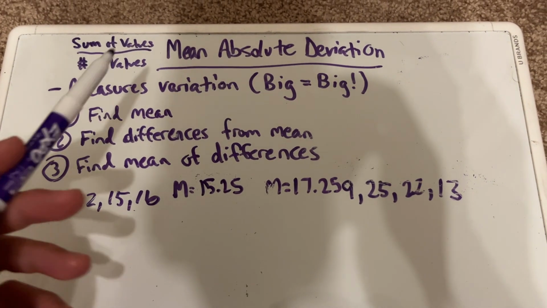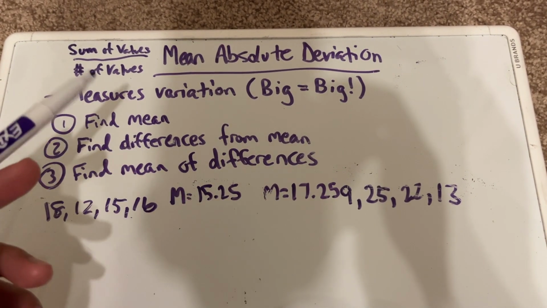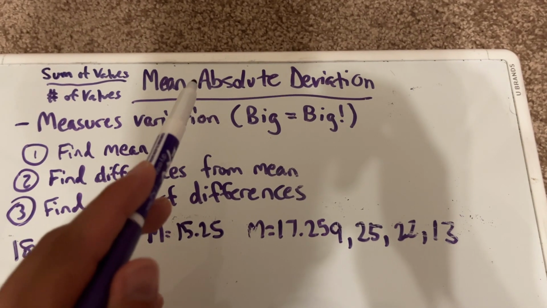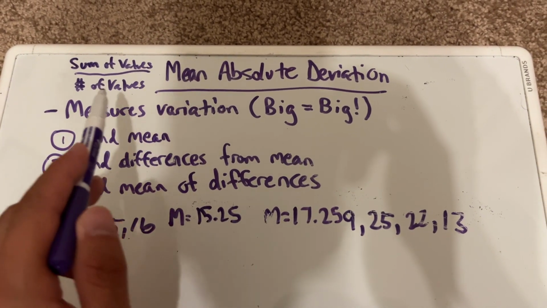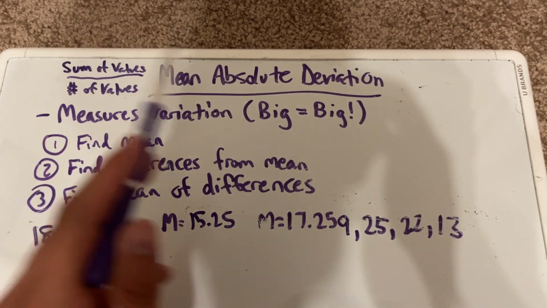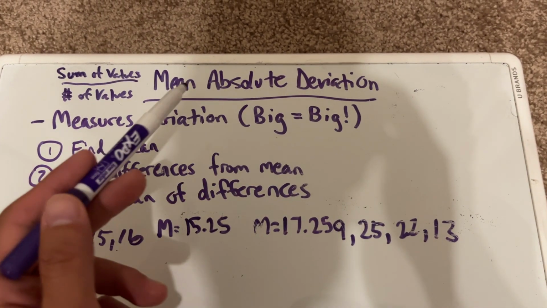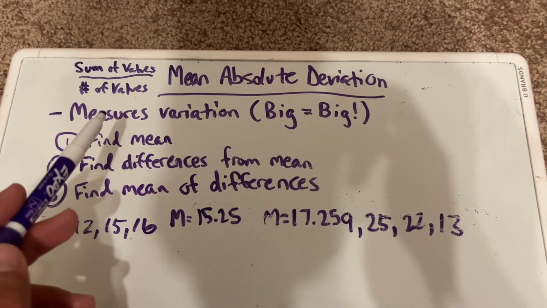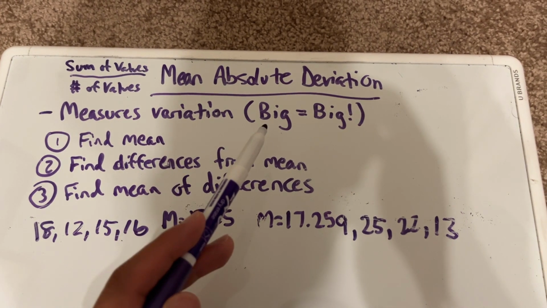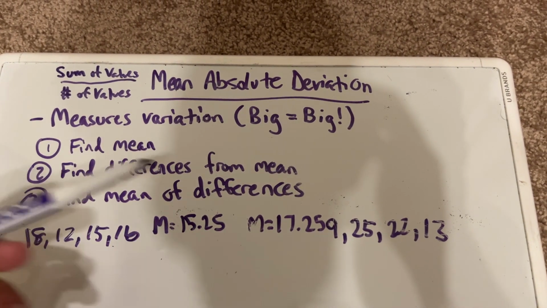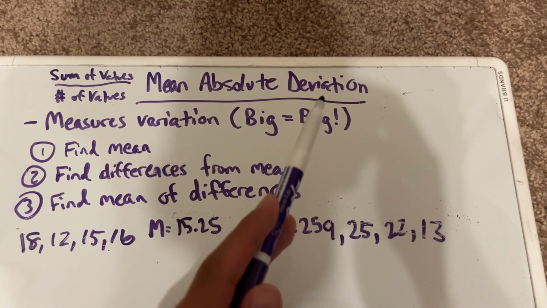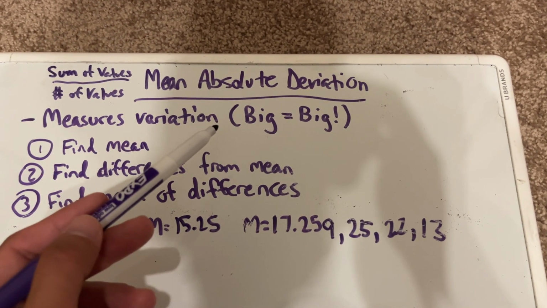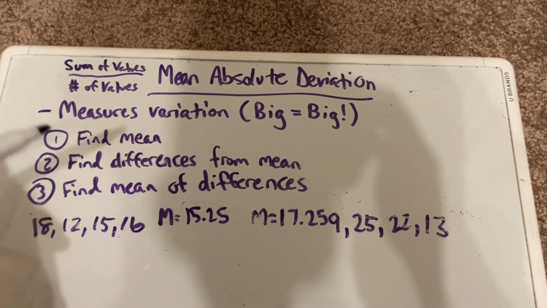Today we're going to be talking about mean absolute deviation. I just want to go over some key parts about it. So first, mean. Remember, it's the sum of the values divided by the number of values. Deviation just means different. The point of it is to measure variation. Big equals big. What that means is the greater the mean absolute deviation, the greater the variation. And the same works both ways.